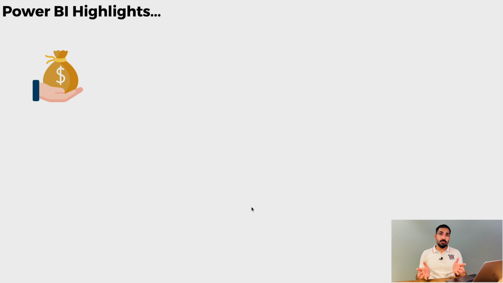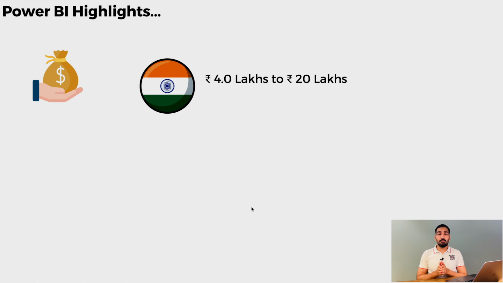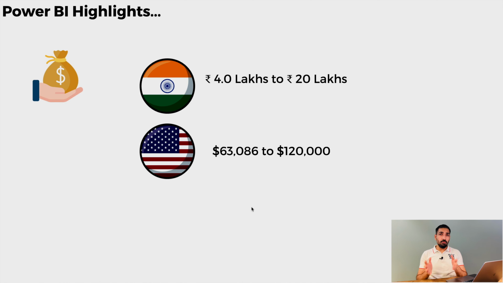Next point is about salaries. How much salary can you expect from a job? Well guys, it totally depends on your interview, your experience, and the country where you are living. I can give you just some ideas of what you can expect. For example, if you are working in India as a Power BI developer, then you can expect a salary in the range of 4 lakh to 20 lakh rupees per year. However, if you are working in the USA, then you can expect a salary range from 60k to 120k per year.